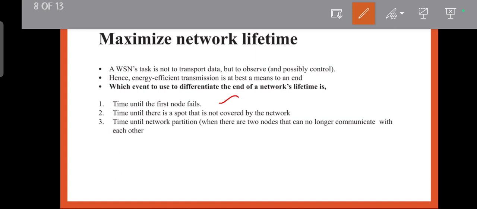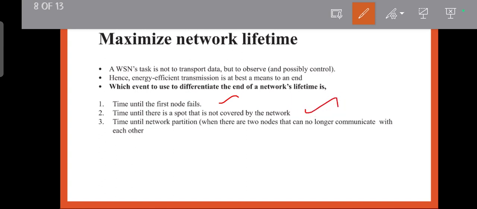In the previous slide, I showed you the particular network which has 8 different nodes. Among those 8 nodes, if a particular node's battery level is drained out, then the network lifetime has come to an end. The second point is the time until there is a spot that is not covered by the network.